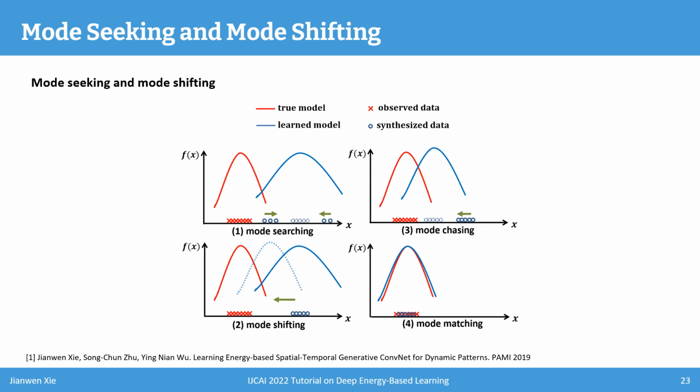Figure 3 is the mode chasing, which researches the high-score modes in the updated landscape of the model. Figure 4 is the mode matching, where the modes in the learned landscape eventually match the ones in the data distribution after a few iterations of mode searching and shifting.